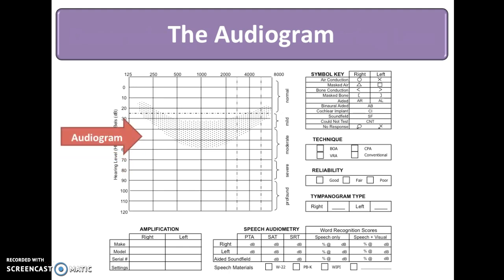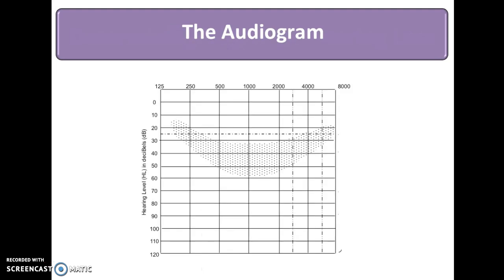This graph is where we plot thresholds. Thresholds are the softest sounds a person can hear. Thresholds are plotted using various symbols. But let's look now at the audiogram a little more closely.